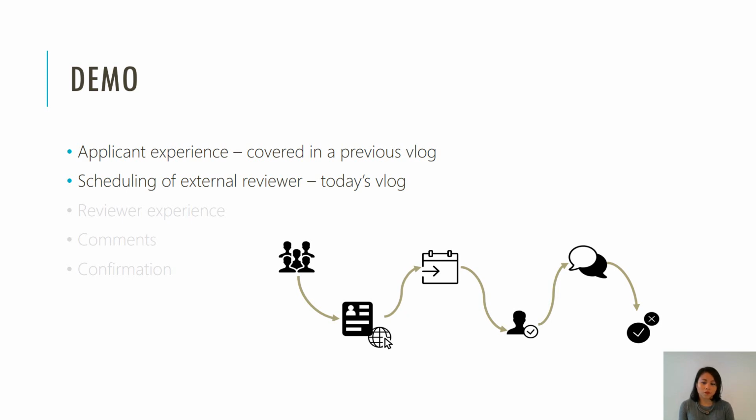So just to be clear, in terms of the applicant experience, I'm not going to go through in detail because I have previous vlogs that talk about utilizing web form and web form steps. And so the purpose of today's part 1 is to go through the scheduling of external reviewers using the universal resource scheduling. And in the demo, I'm not going to cover the internal reviewer process because I wanted to focus on the challenge of doing the external reviewer process.